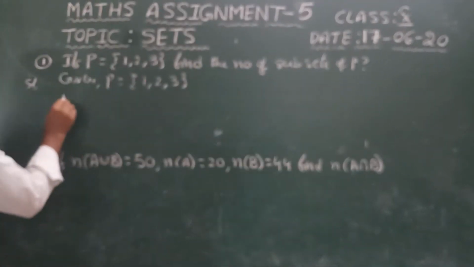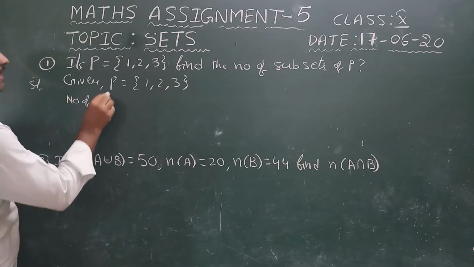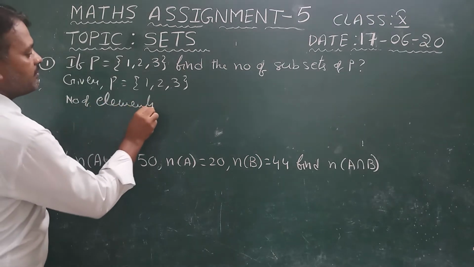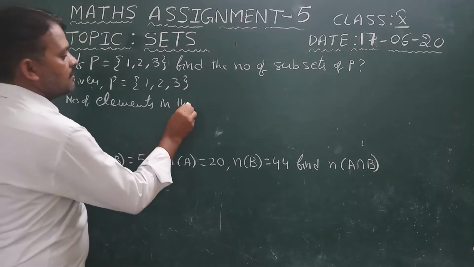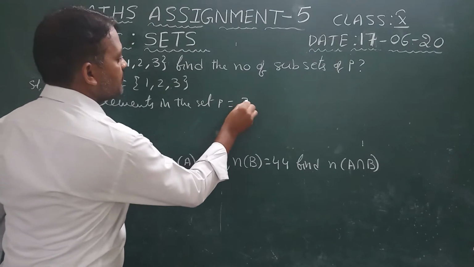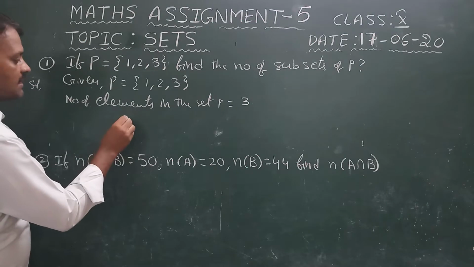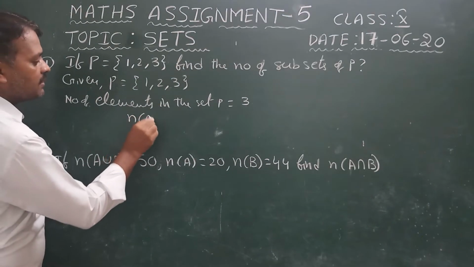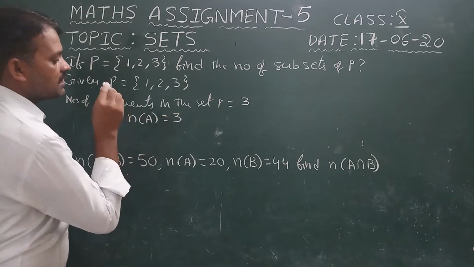So now the number of elements in the set P is 3, and this can be written in cardinal number notation as n of A is equal to 3.